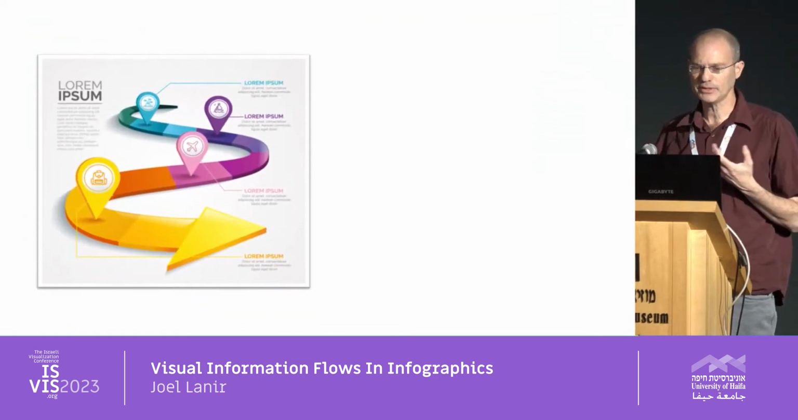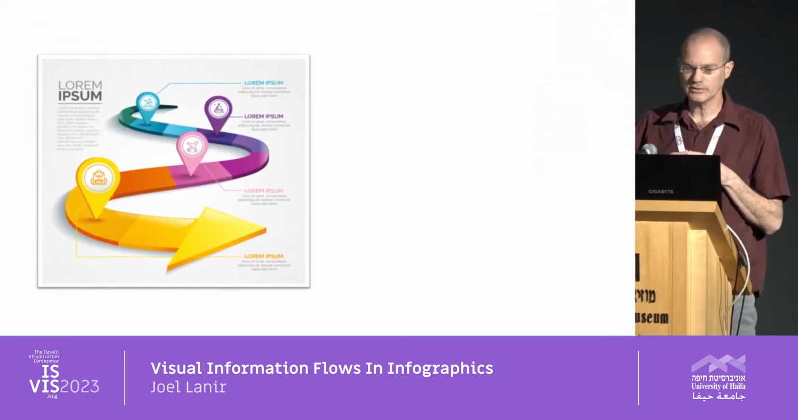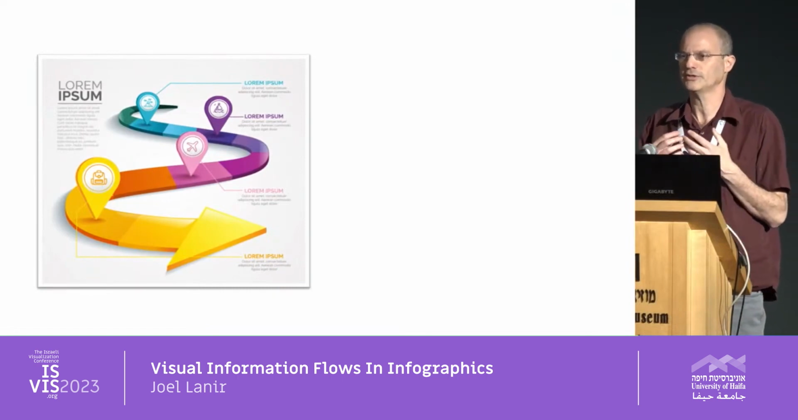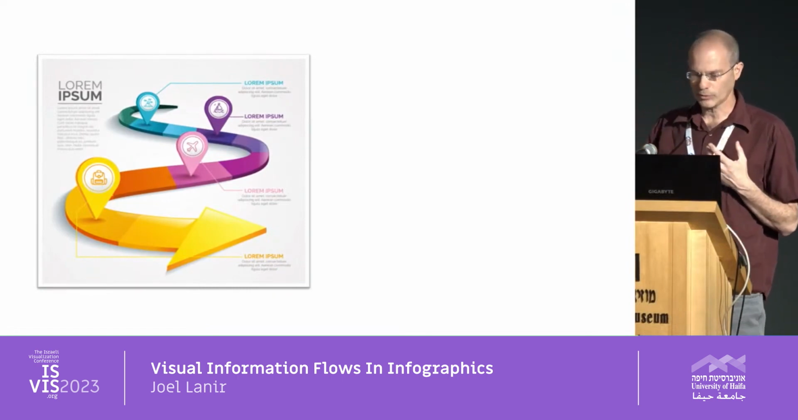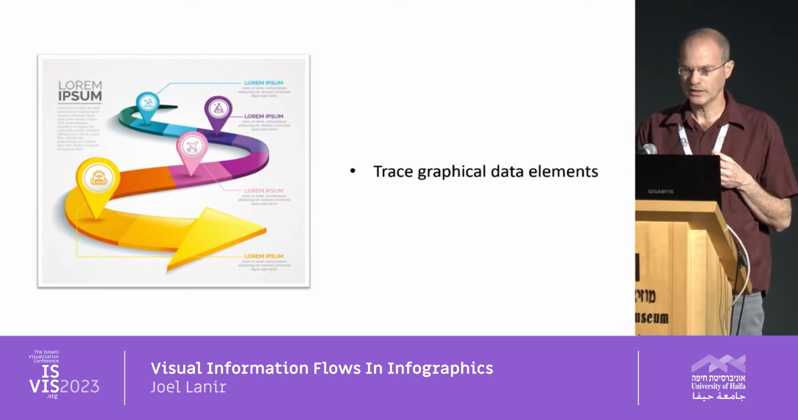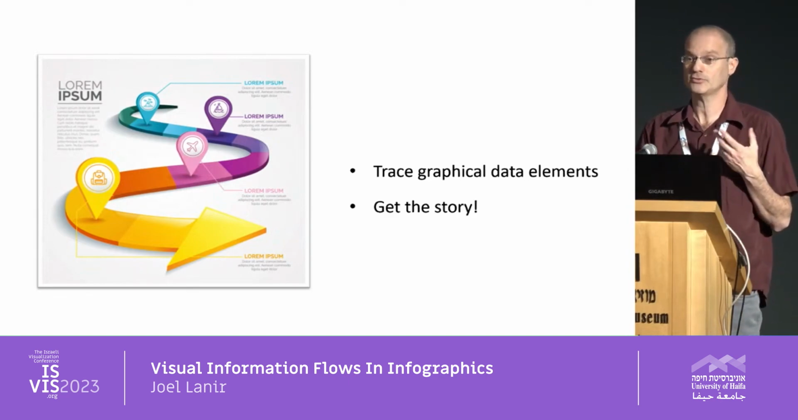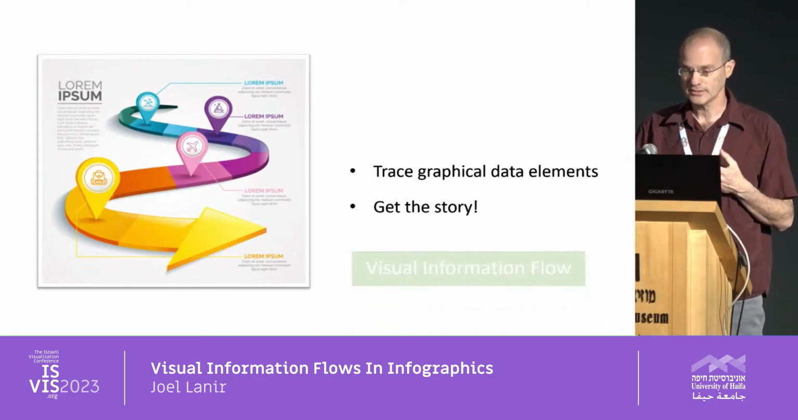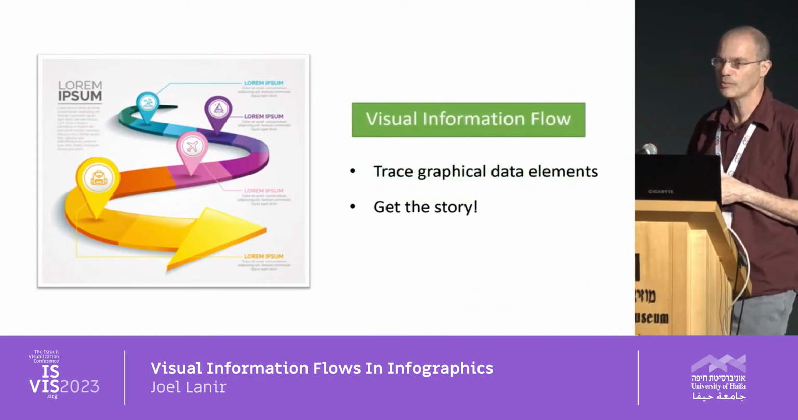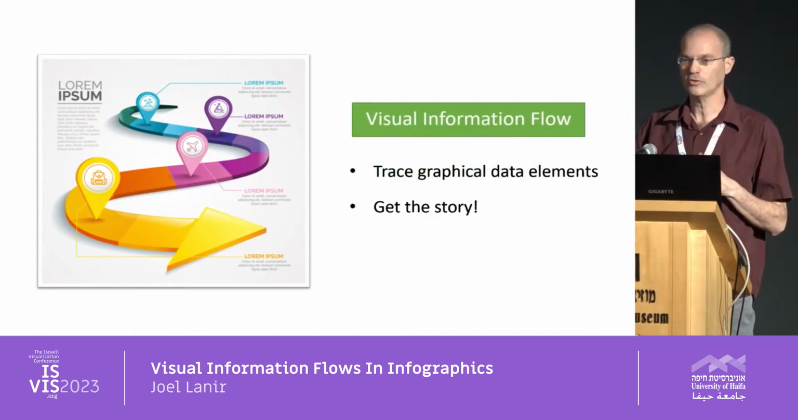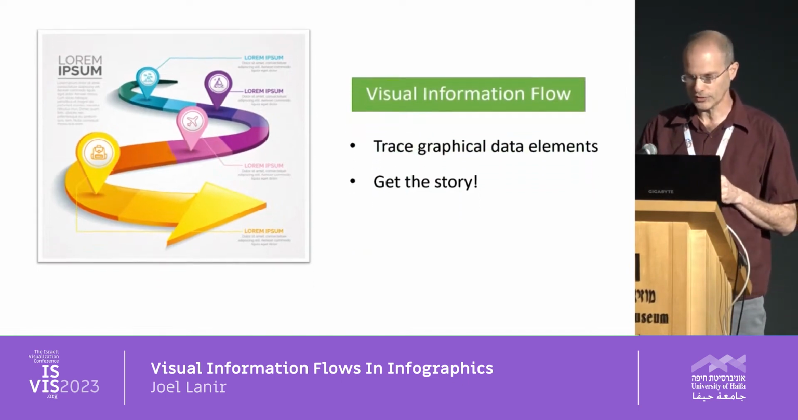So if you take, for example, this infographic, you can pretty easily follow the flow. You can understand where to start, where to end, and how to read it. You can trace the graphical data elements that are in the infographic, and you can get the story from start to end. So we call this a visual information flow. The visual information flow, or VIF, is the flow of the story told by the infographic.